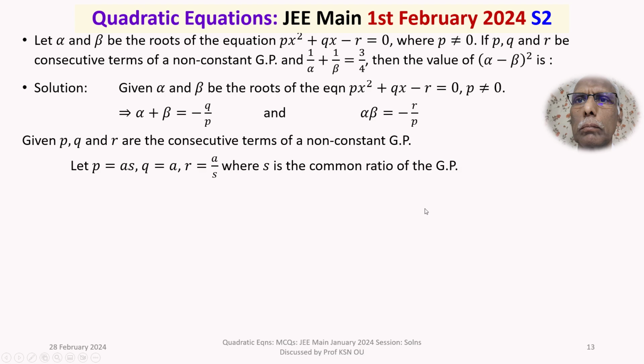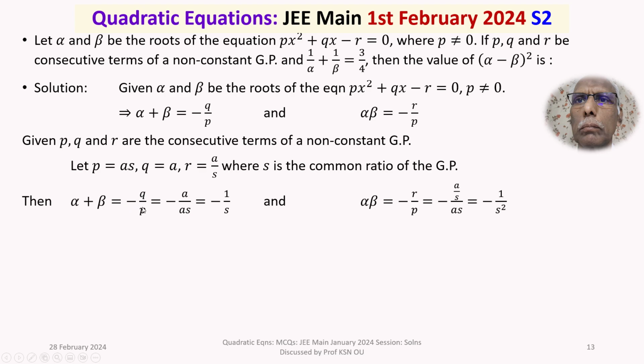Agreed. Now, we go to alpha plus beta. Alpha plus beta is equal to minus q by p. What is q? q is a, and p is a s. A cancels, and that will be minus 1 by s. Now go to alpha beta is equal to minus r by p. That is equal to minus r is a by s, by p is a s. A cancels. This will be minus 1 by s square.